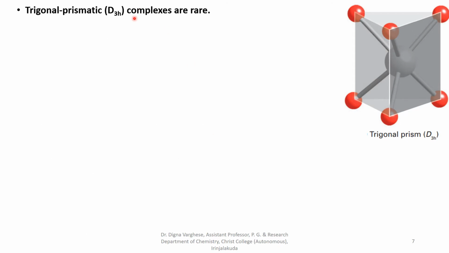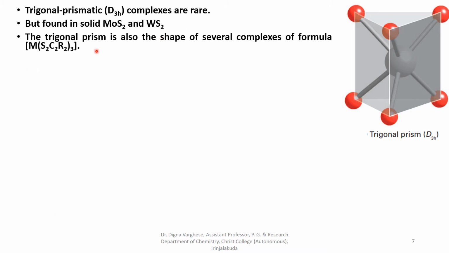Trigonal prismatic D3h complexes are rare. Here you can see a trigonal prism of D3h symmetry that is somewhat in between the trigonal antiprism and octahedral geometry. Sometimes this geometry is known as rhombohedral. It is found in solids, even though it is rare, like molybdenum sulfide, tungsten sulfide, etc. The triangular prism is also the shape of several complexes of formula M(S2C2R2)3.